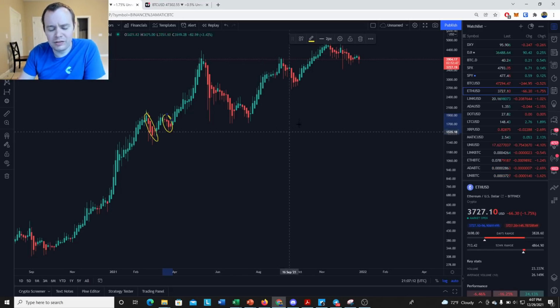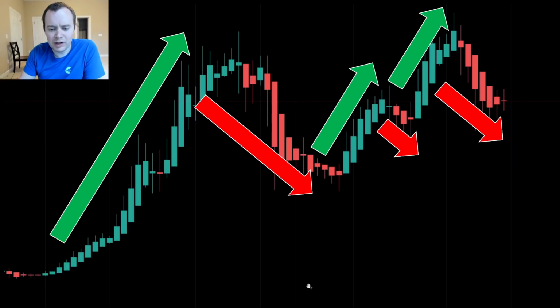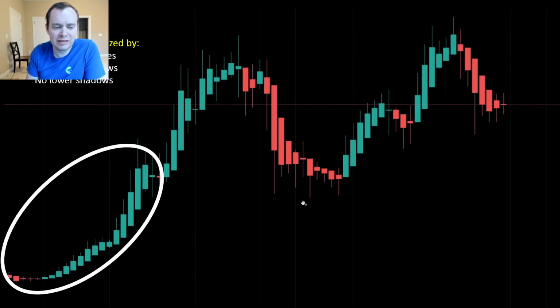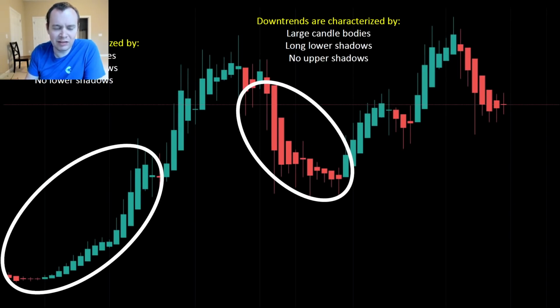I also, now that I'm thinking about it, I did want to cover one more thing on this one, and that's the uptrends and the downtrends. So if you missed the last video, remember that the uptrends are characterized by large candle bodies, long upper shadows like these wicks, and then no lower shadows. Or if there is a lower shadow, not many of them compared to the actual trend. So a lot of upper shadows, large candle bodies, no lower shadows, and then downtrends are characterized by large candle bodies, long lower shadows like you see down here, and no upper shadows, or if there are some, not very many.